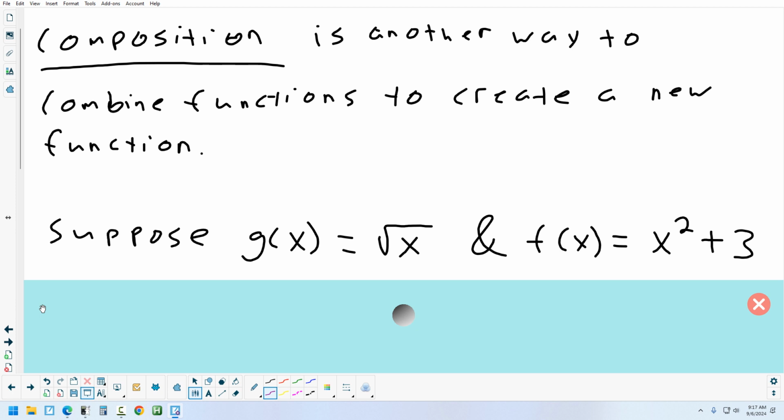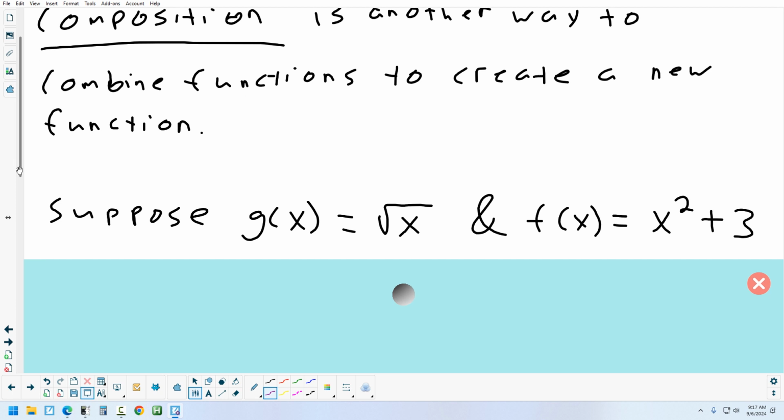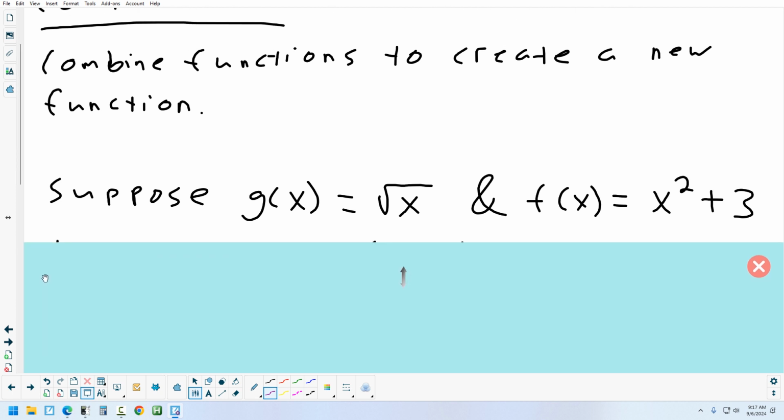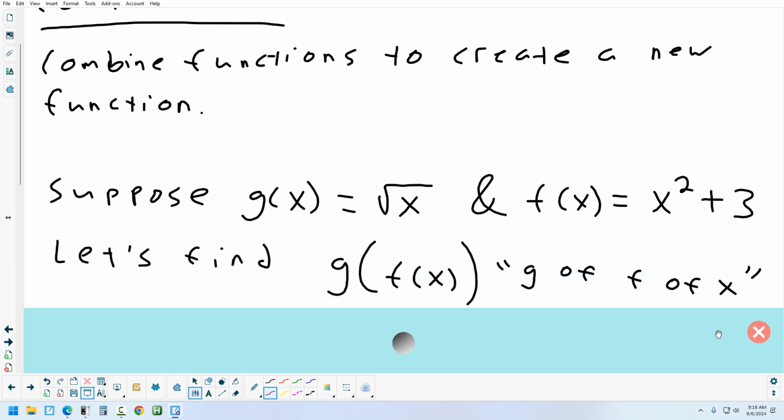So let's take these 2 functions. G of x is the square root of x, and f of x is x squared plus 3. Okay, the first thing is the notation. How do you write down a composition? And it looks like that. G of f of x.